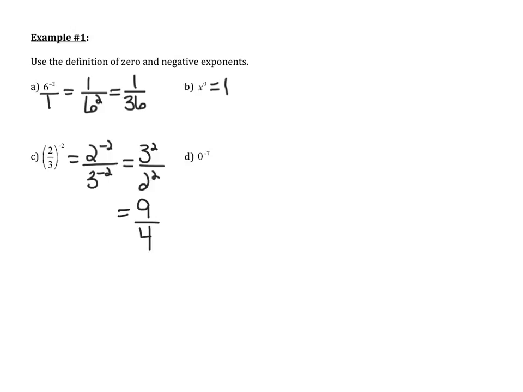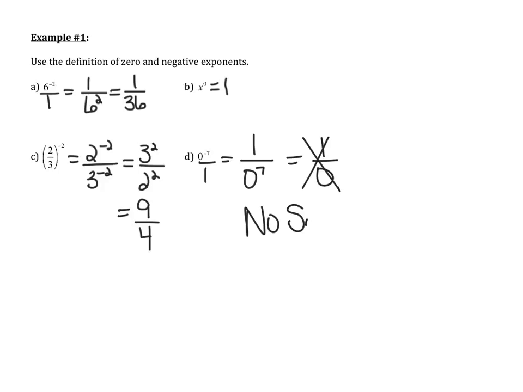And finally, for part D, I have 0 to the negative 7th power. Remember, that is technically over 1. So I would change that to 0 to the positive 7th over 1. However, 0 to the 7th power is just 0. And you cannot divide by 0, so this answer is no solution.